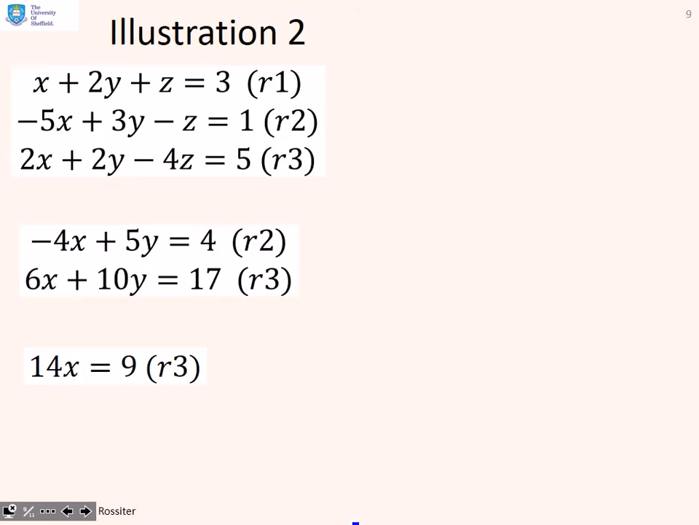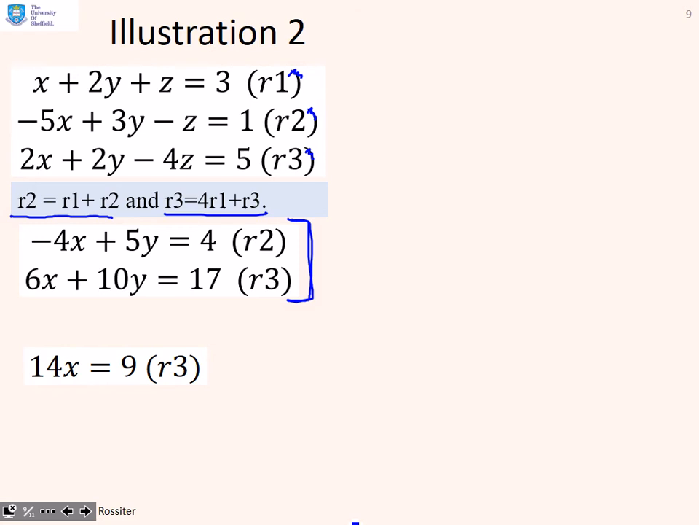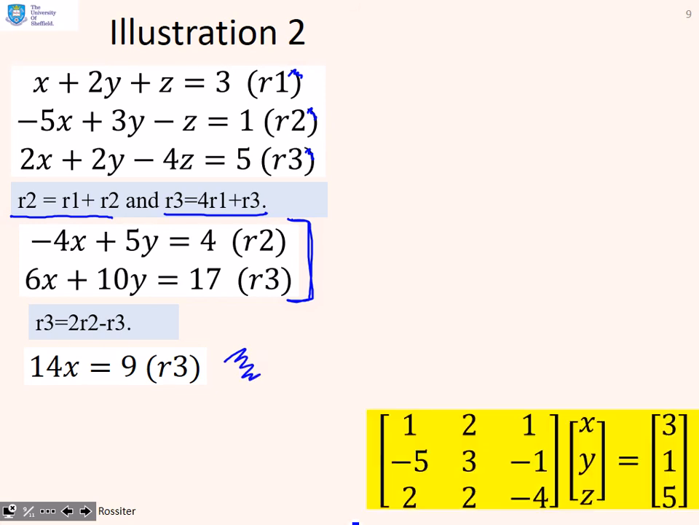Now let's do a slightly harder illustration. So here I've now got three variables, and you'll notice I've given these labels R1, R2, R3, so we can keep track of what rows we're talking about. So if we solve it in the classic method, I can say row 2 goes to row 1 plus row 2, row 3 goes to 4 row 1 plus row 3, and that gives me these two expressions here. And then I can say that row 3 goes to 2 row 2 minus row 3, and that gives me this expression here. So there's your standard method on pen and paper, and you can solve.